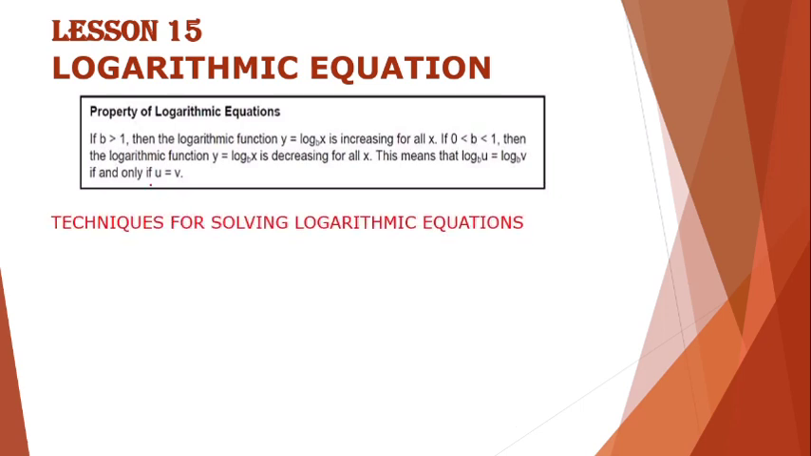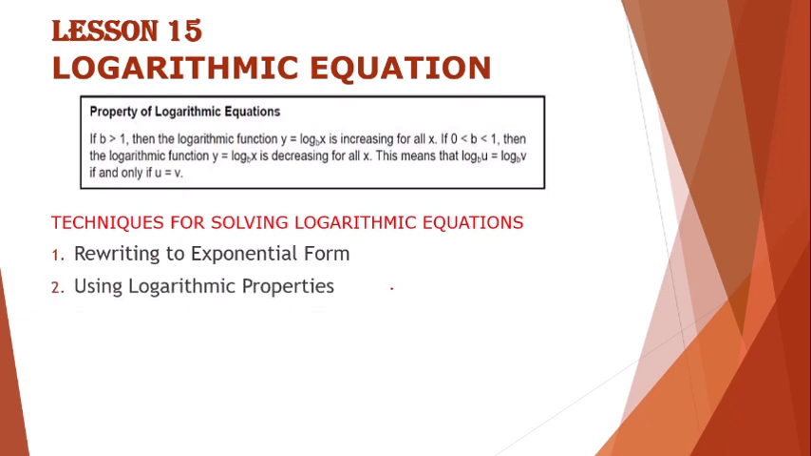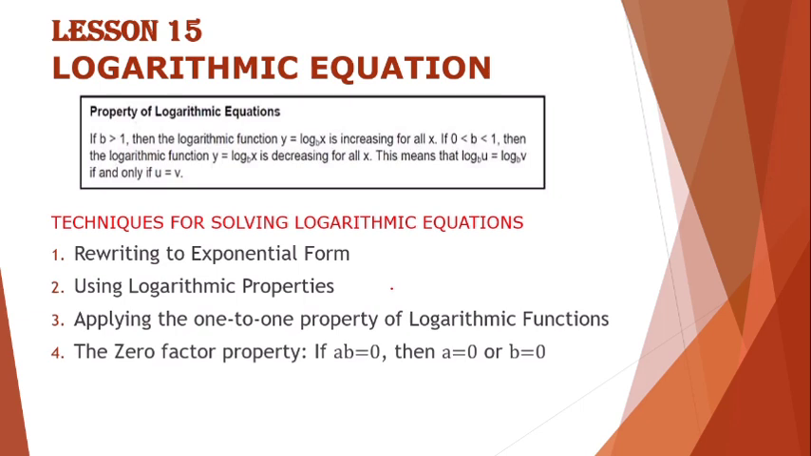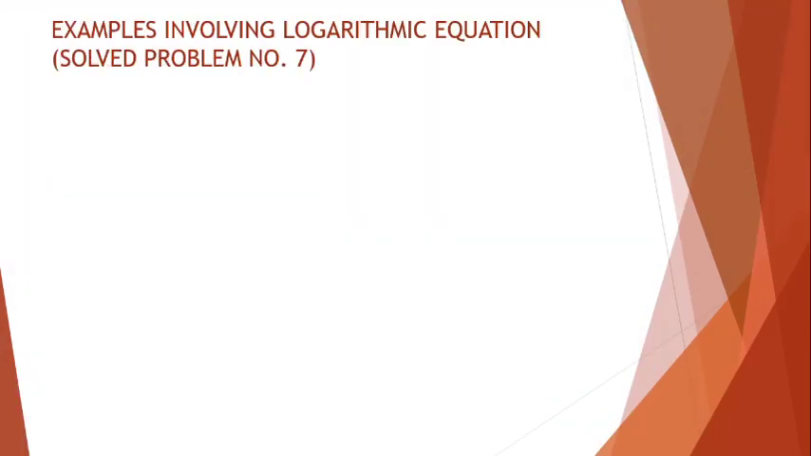What does it mean? So, we have techniques for solving logarithmic equations. Number 1, rewriting to exponential form. Of course, you're going to convert, and you'll also follow the rules of how you solve the exponential equation. Next, using logarithmic properties, applying the one-to-one property of logarithmic functions, and the zero factor property: if ab is equal to 0, then a is equal to 0 or b is equal to 0. So that's the next. Now we have some examples involving logarithmic equations.